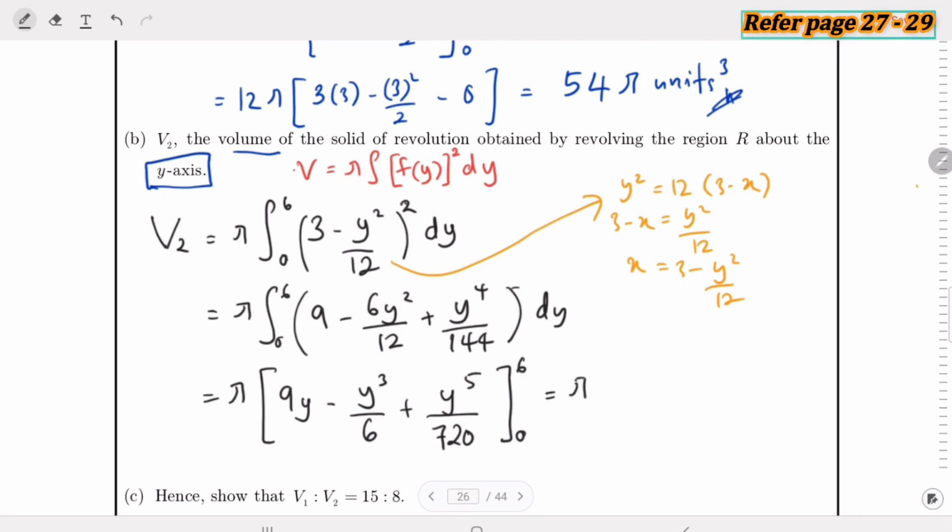See, we are having here pi times 144 over 5 minus 0, and then the final answer will be 144 pi over 5 units cubed.